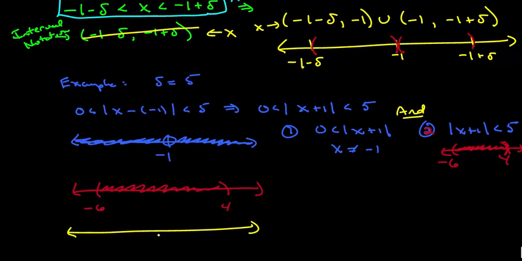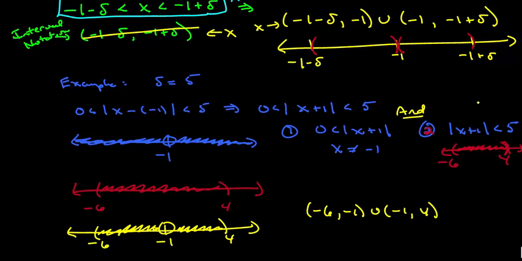So where we overlap, here's -1. We can't use that. Can't use -6, but we can use everything in between. Stop at -1, and then we go all the way out to 4. So this says that x has to be in the interval -6 to -1, union -1 to 4.